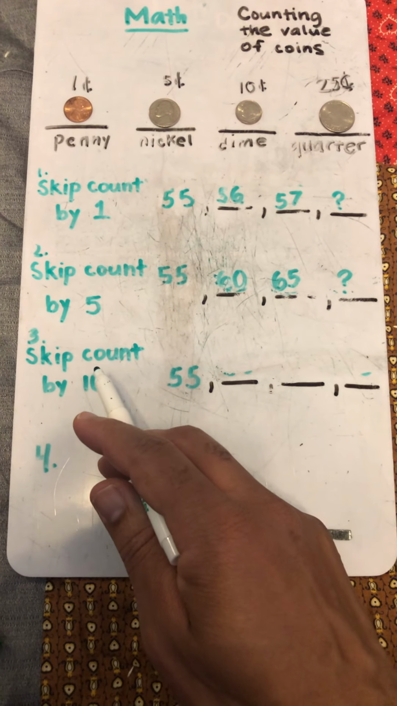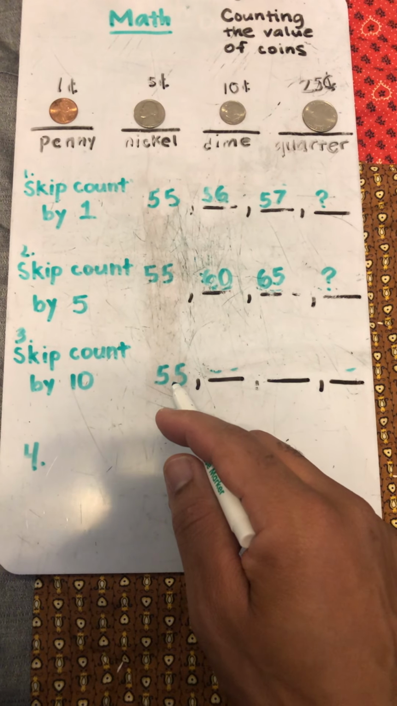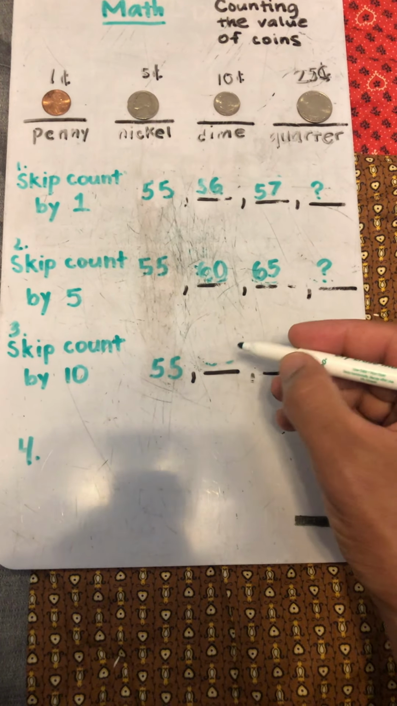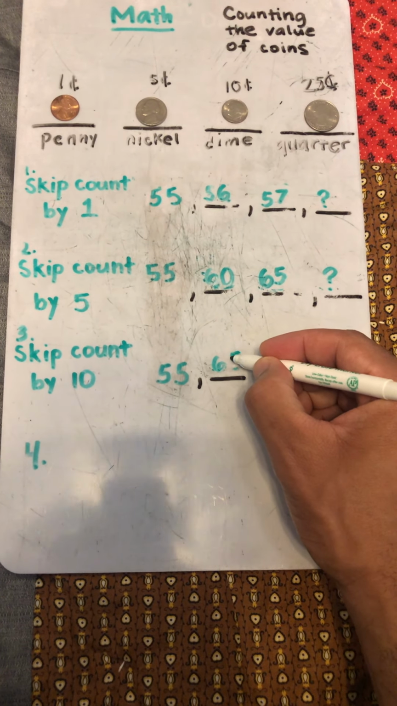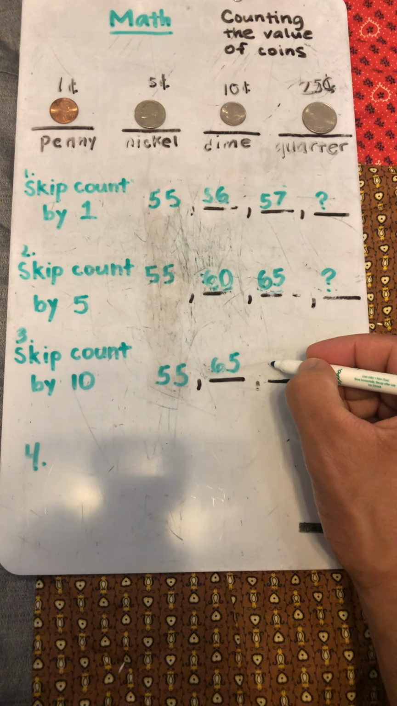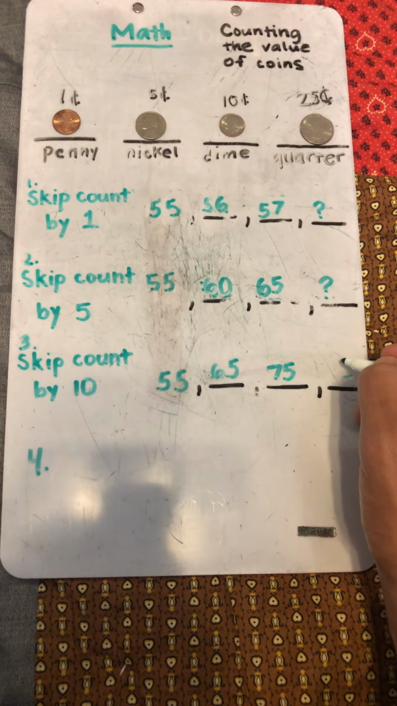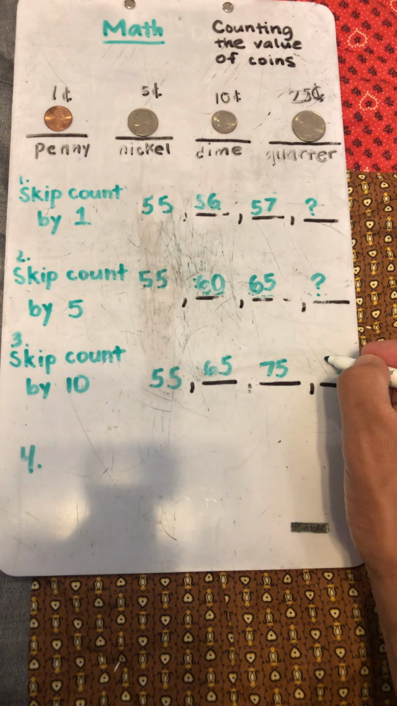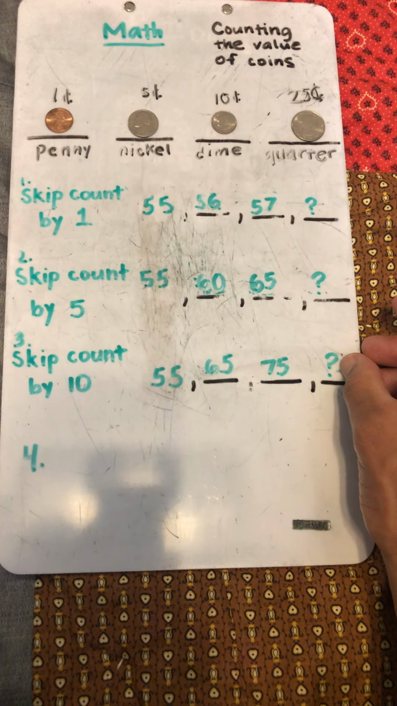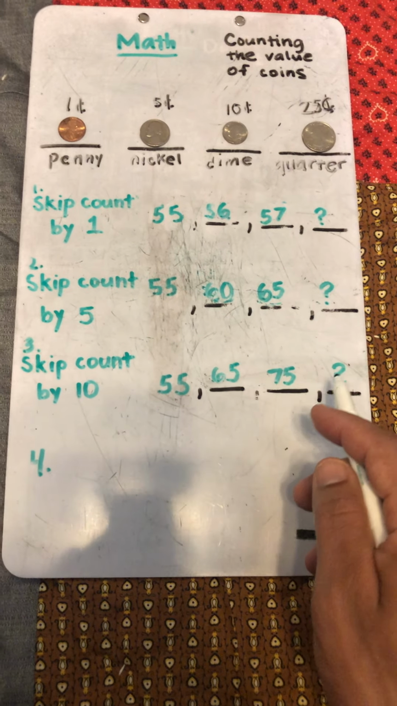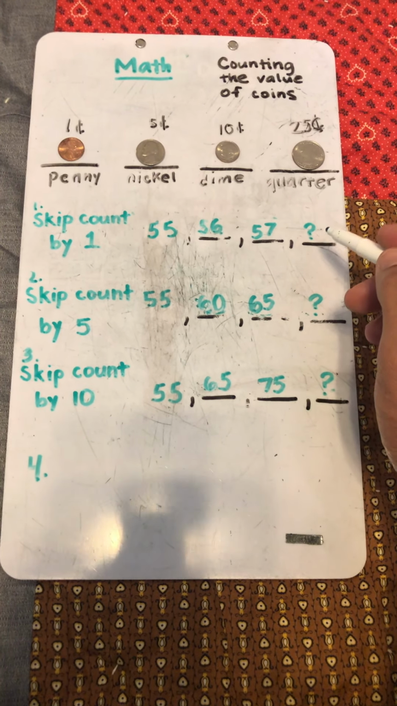Our third skip counting pattern is us skip counting by tens. 55, again, I'm just going to go 10 more here. 65, another group of 10, 75. Your question number three, what number is going to be next in this skip counting pattern? So you guys are just going to finish the pattern.